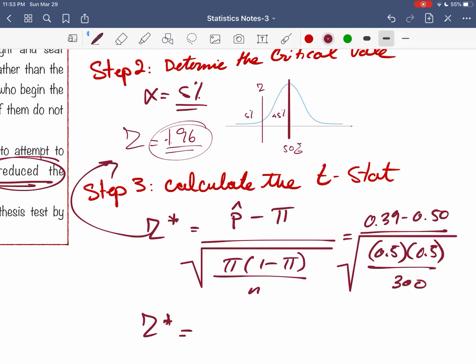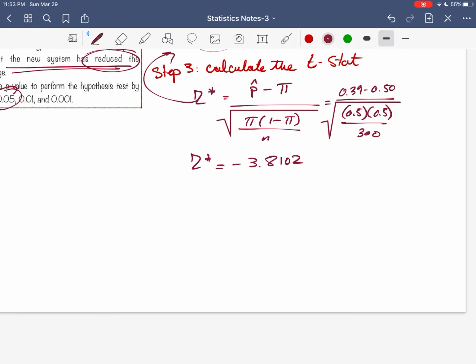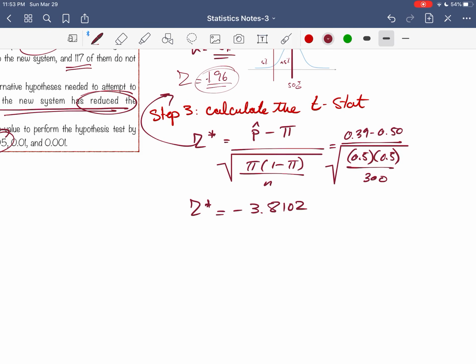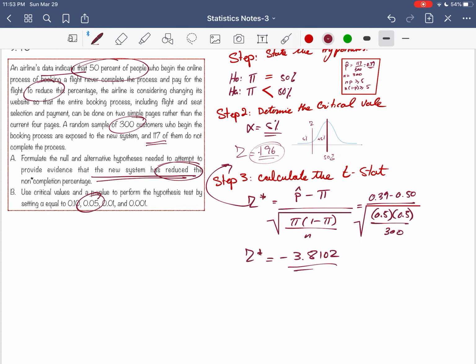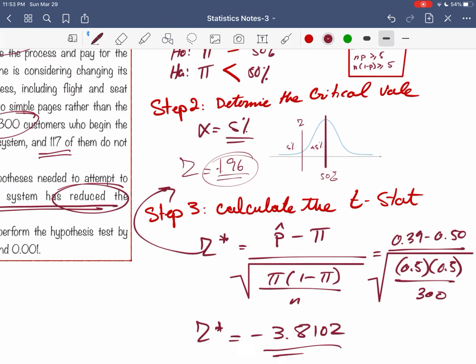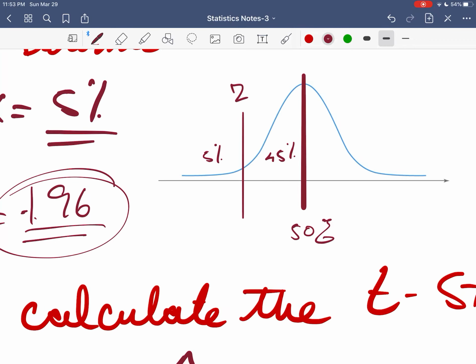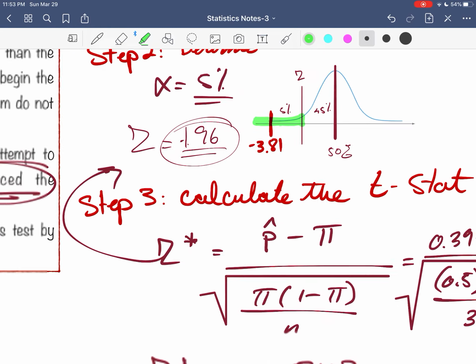And here I find Z star is equal to negative 3.8102. Clearly, it happens here somewhere, negative 3.81. So we are in the rejection zone, so you already should know what the result is. We're rejecting H0.